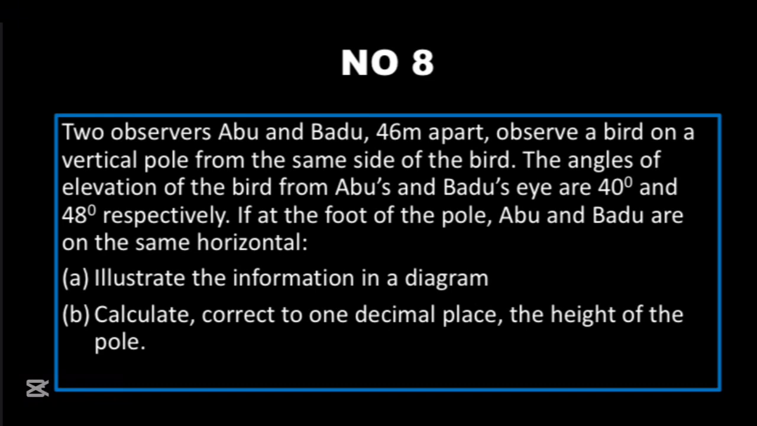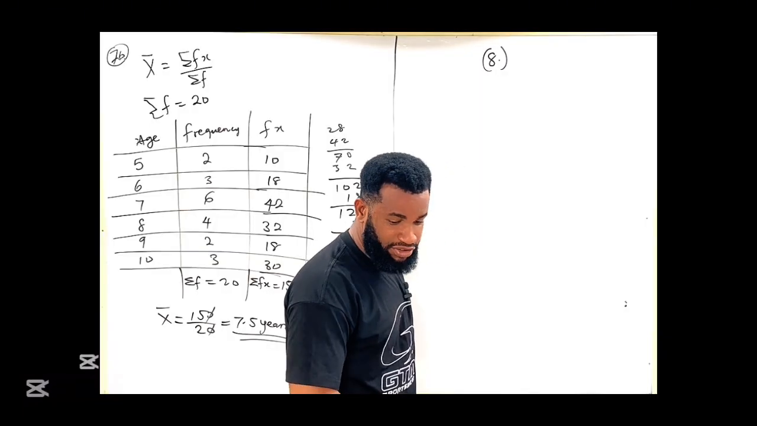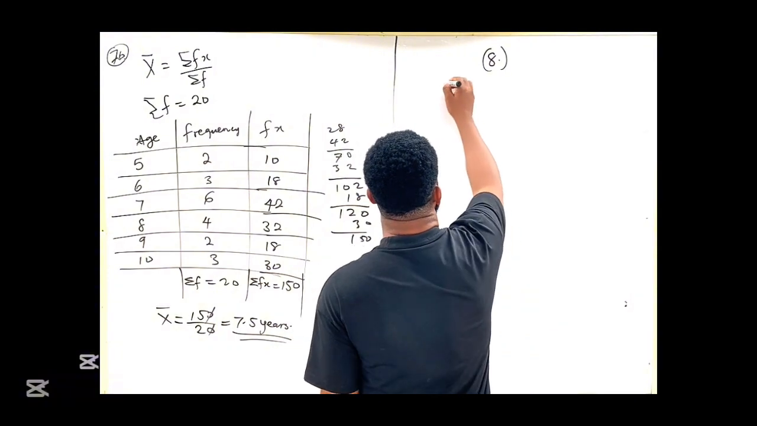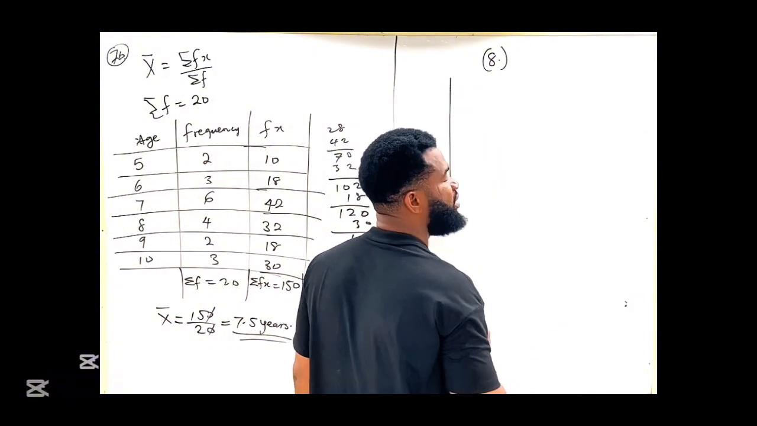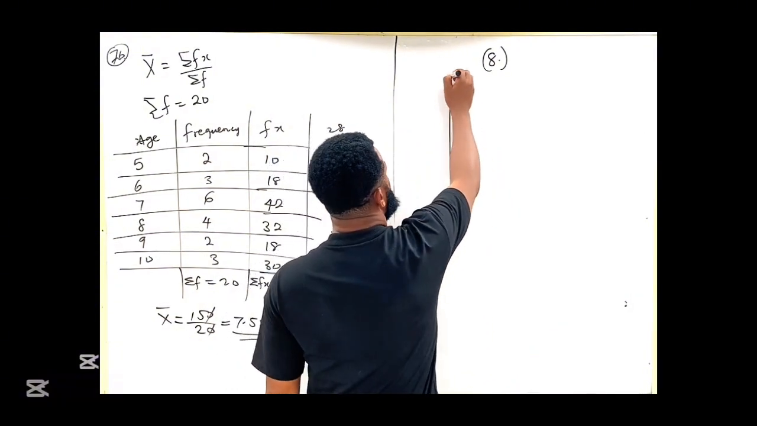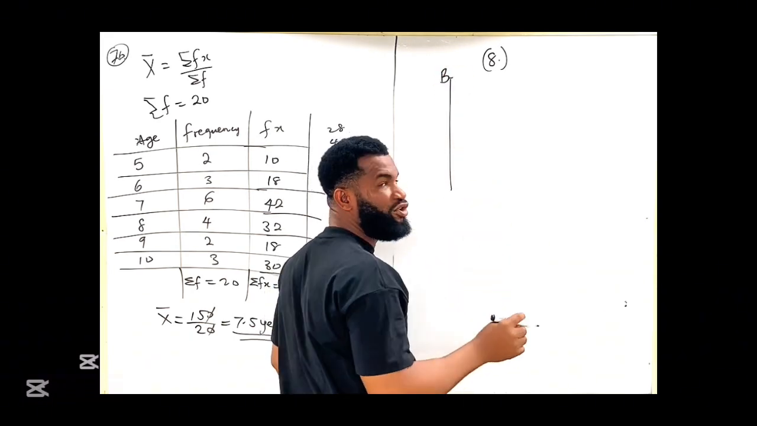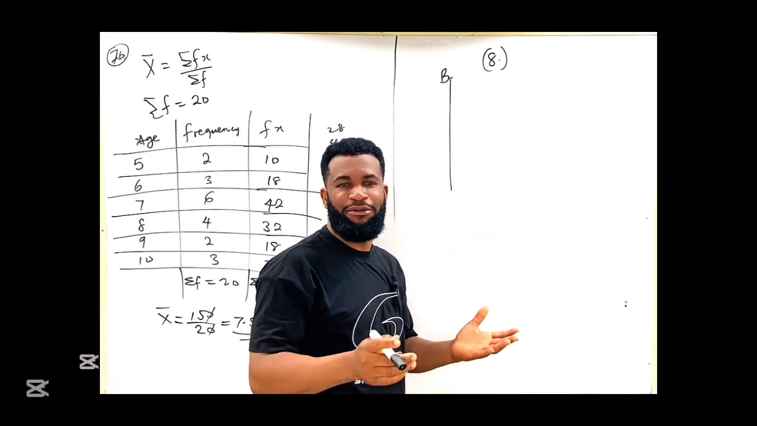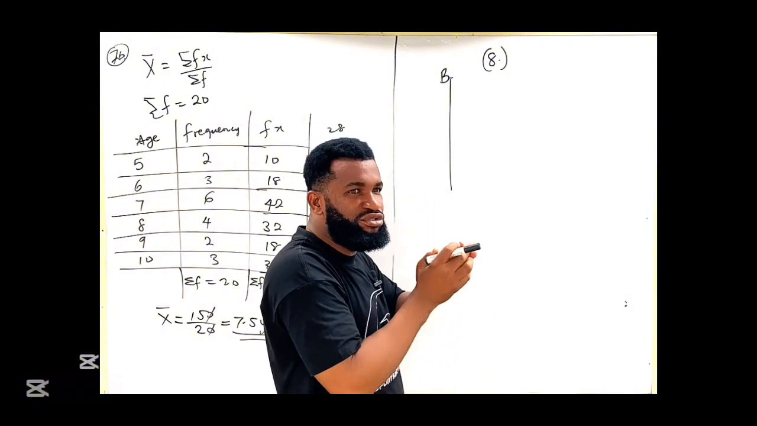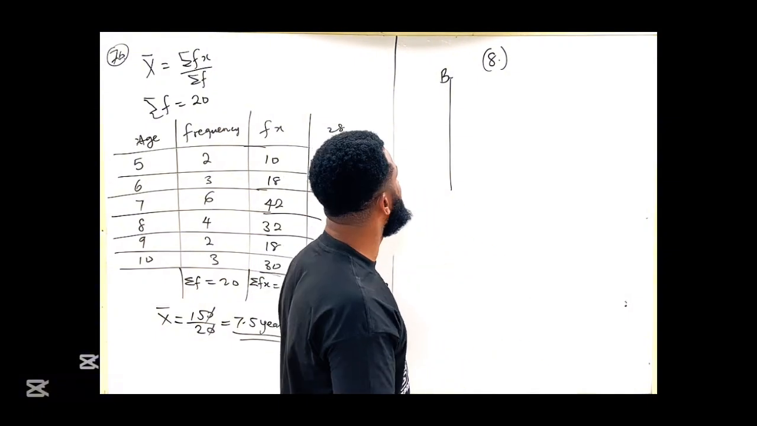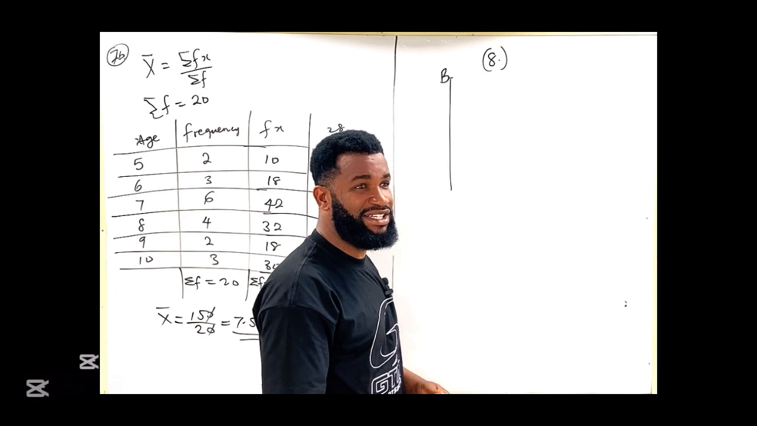So this is a question that has to do with diagrammatic analysis. We are going to do it. Now, there is something I must point out here. Two observers, Abu and Badu, 46 meters apart, on the same level, observe a bird on a vertical pole. So this is going to be my vertical pole. That is normal. So this is the bird at this point, B. I'm not going to draw a bird like some of you think. Just use a point to represent where the bird is hanging.